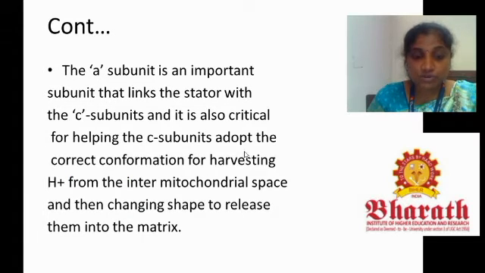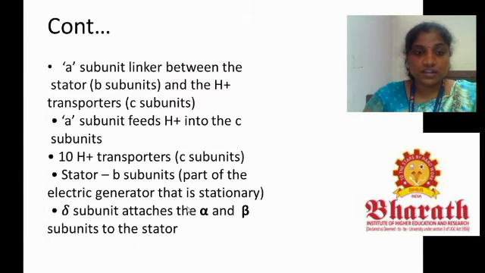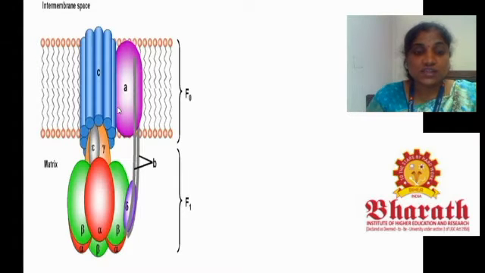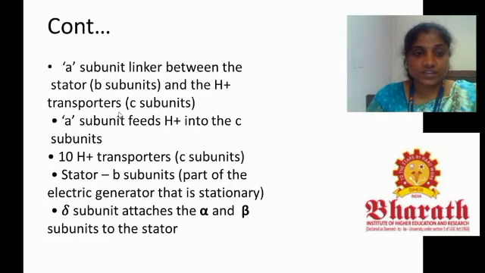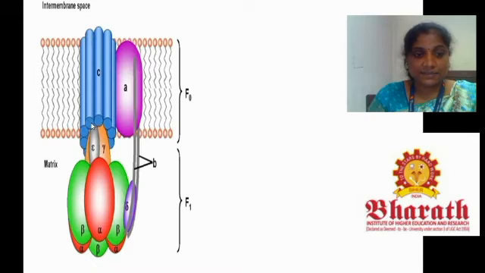So it is useful for the C units to absorb or harvest the H+ ions from the intermitochondrial space. So the A subunit acts as a linker between the stator B subunit and the H+ transporter, the C subunits. The C subunits are called the H+ transporter because through the C subunits only the H+ ions would be transported. And the A subunit feeds H+ into the C subunit. So this C subunit has 10 membranes, more than 10 membranes. Like this, it has many membranes.